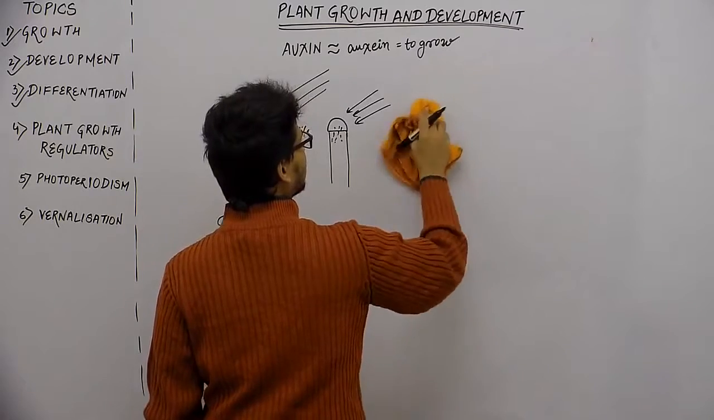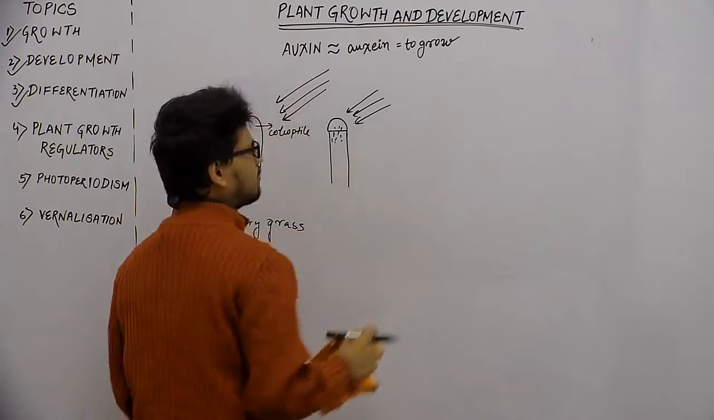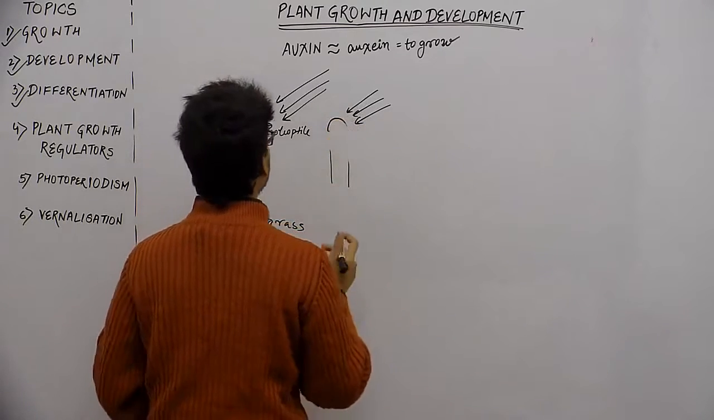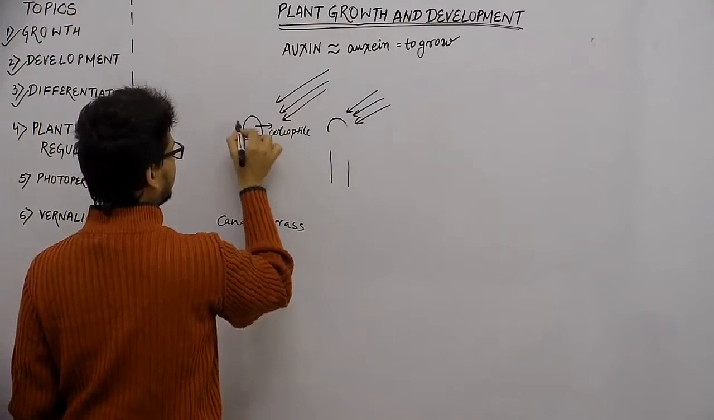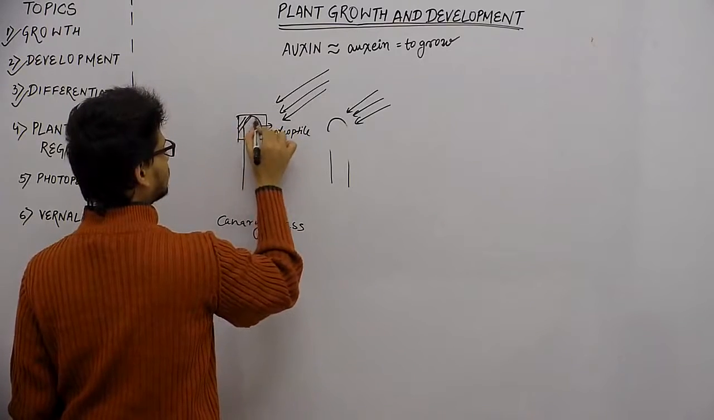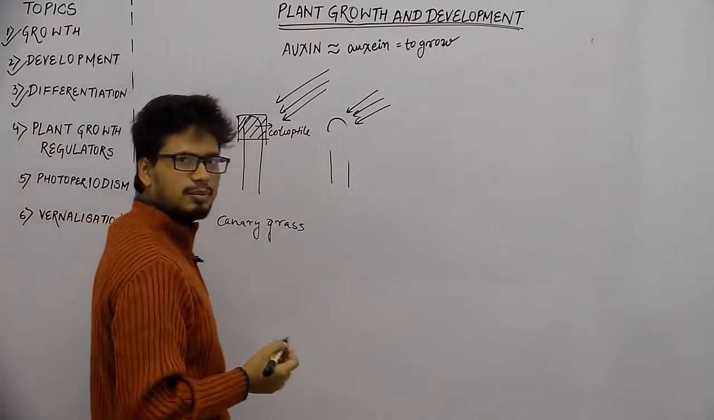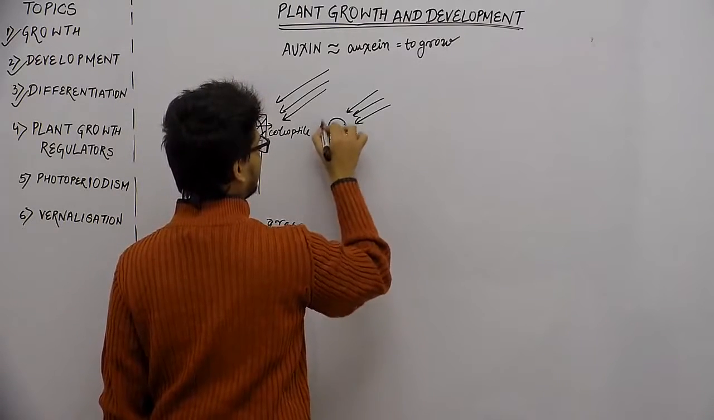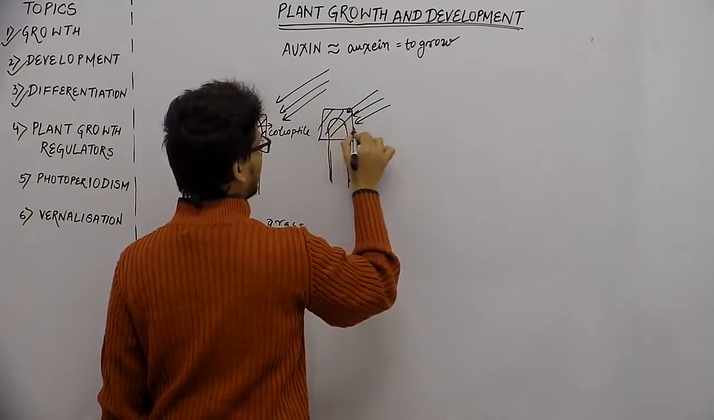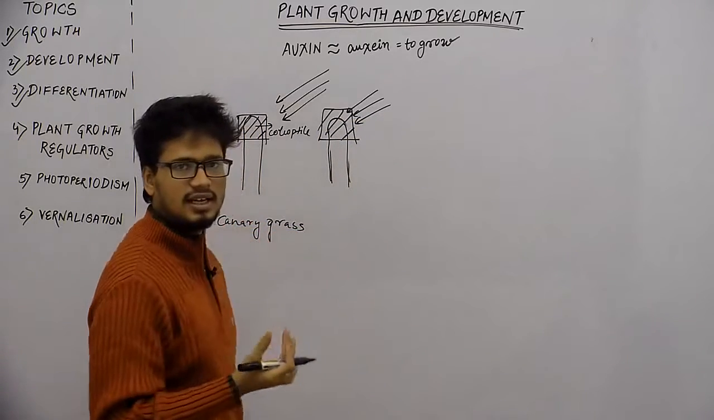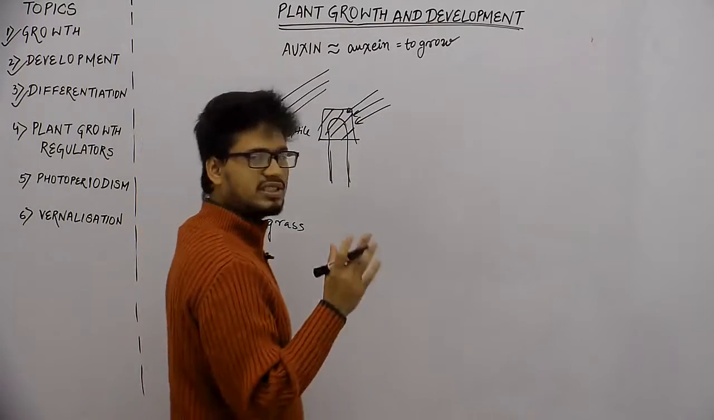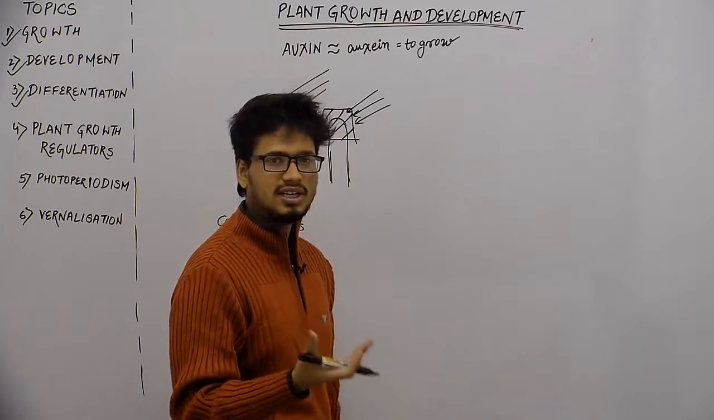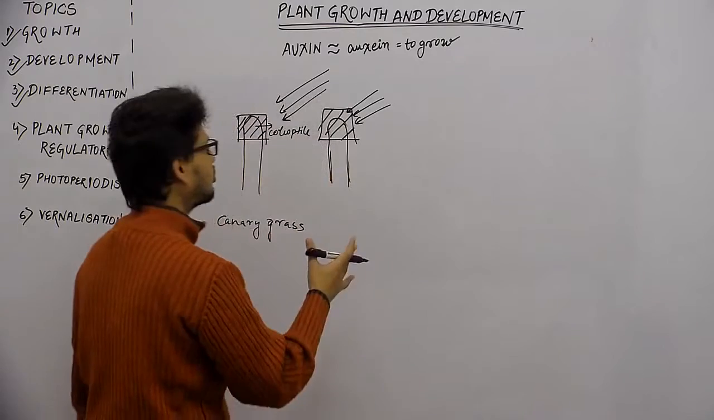Then they thought, probably, let's check for another stimulus. So they took the coleoptile and covered it with a foil. Should that bend? Unfortunately, that did not bend. So they came to the conclusion that light is the stimulus here, due to which some chemicals are released, and those chemicals are responsible for the bending.